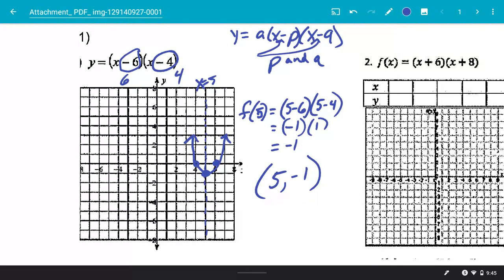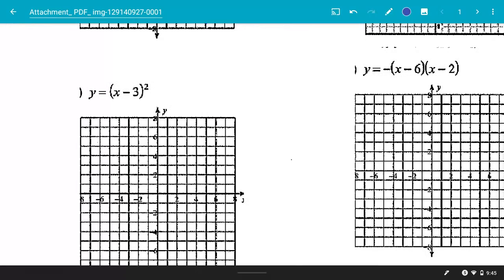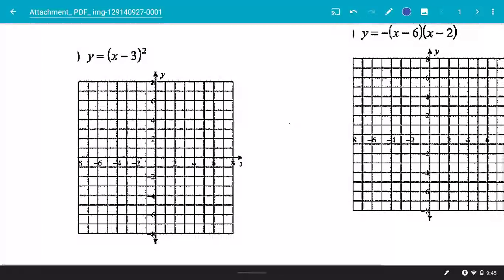That's more than enough. Just to double check, my A value is 1. So I went up 1, over 1, up 1, over 1. That gave me those same 2 points. So there's something to check yourself on. We were doing the problems on the left-hand side, the left-hand column.